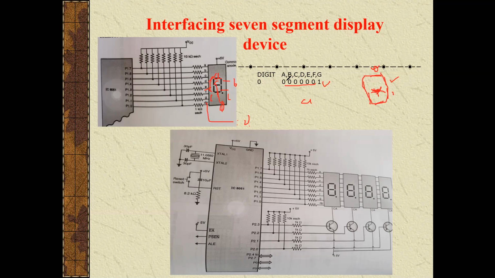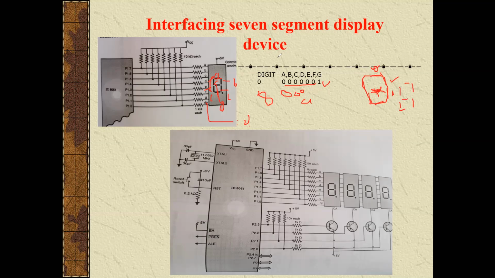Depending upon the configuration, we should decide at what bit it will glow and what bit it will not glow. In the common anode configuration, at the 0 input, the LED will glow. So for displaying 0, all LEDs from A to F should glow. For displaying 8, every LED should glow. These are all 0, which means all the LEDs will glow: A, B, C, D, E, F, G.